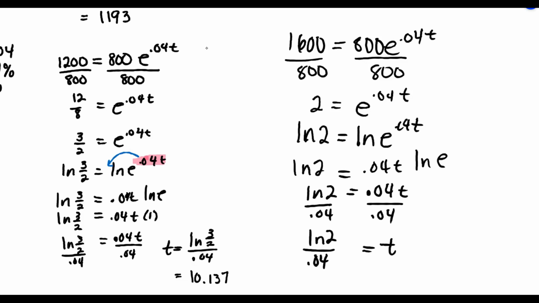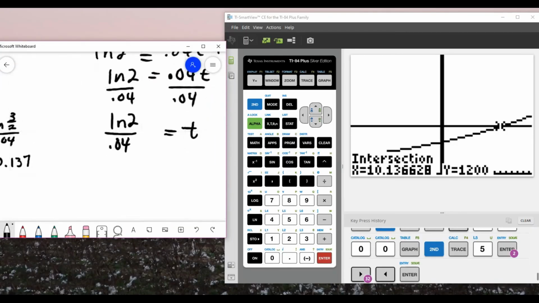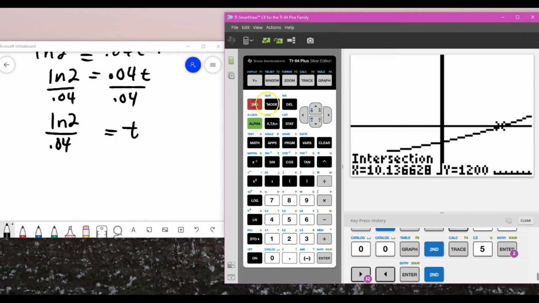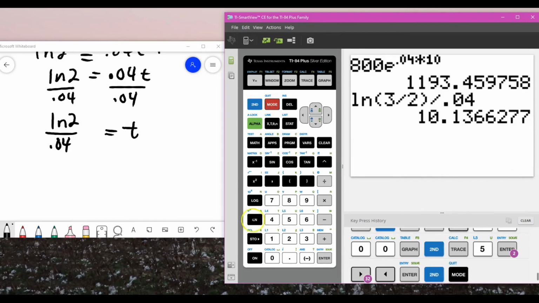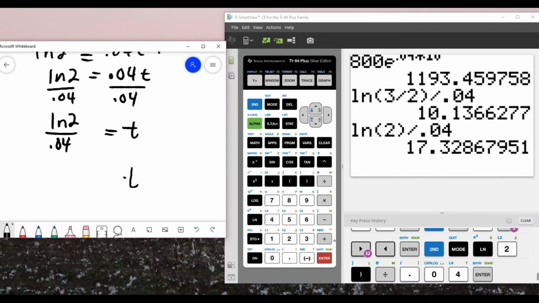And then I'll type this in my calculator. So natural log 2 over 0.04 would give me 17.329 if I round. So it would take 17.329 days for the insect population to double from 800 to 1600.